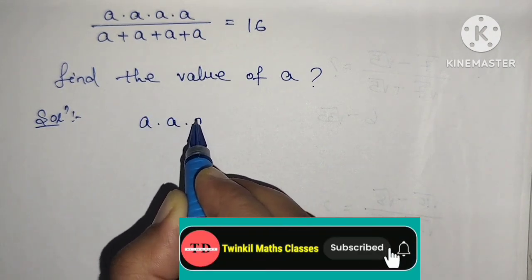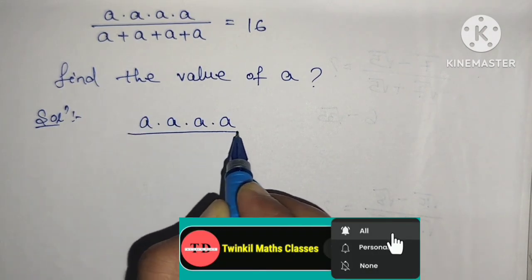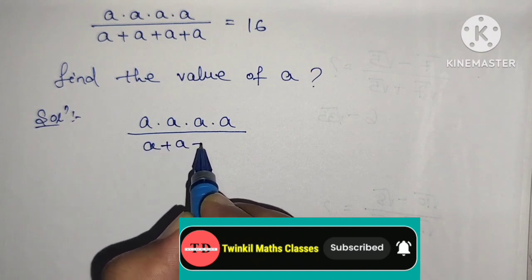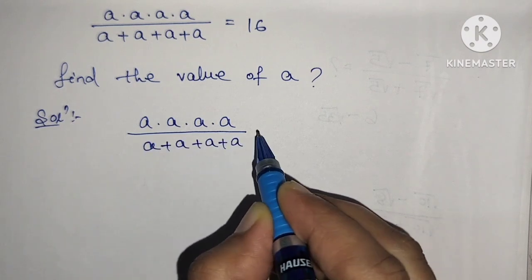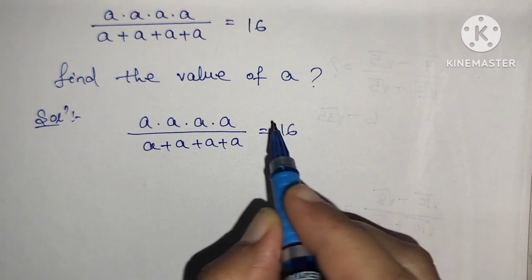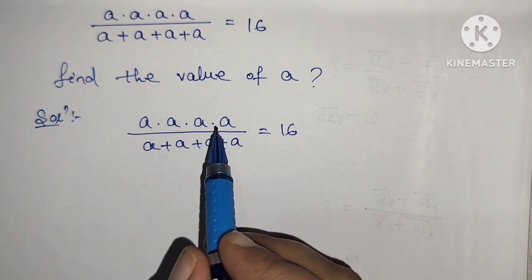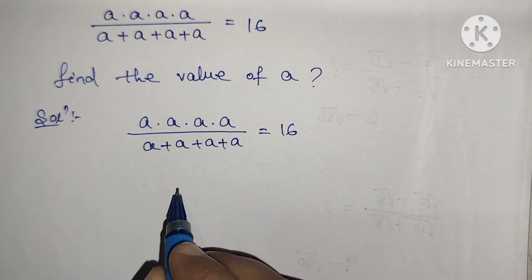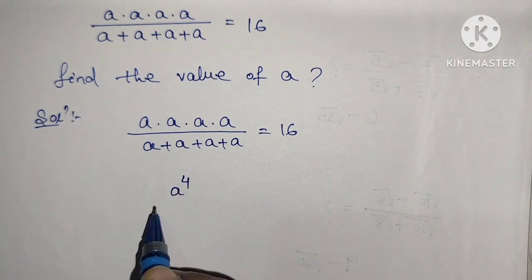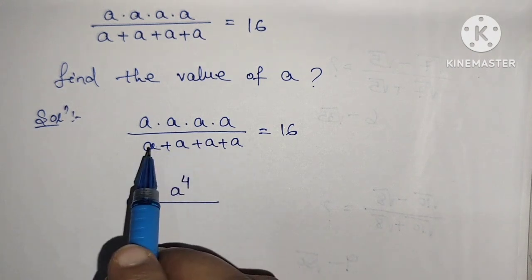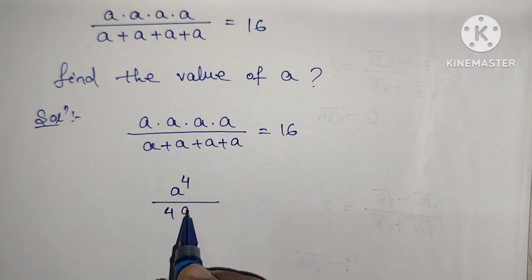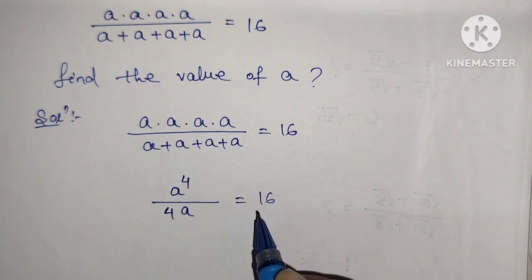A into A into A into A divided by A plus A plus A plus A is equal to 16. A is multiplied how many times? 4 times. Then it is A to the power 4, divided by A added also 4 times. Then it is 4A is equal to 16.